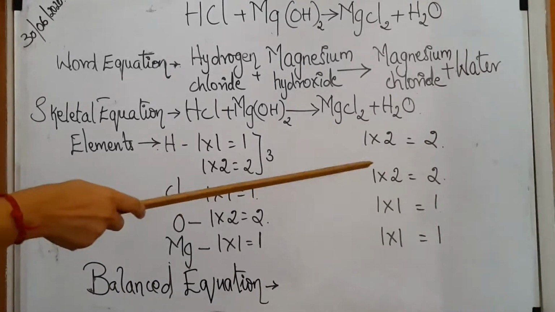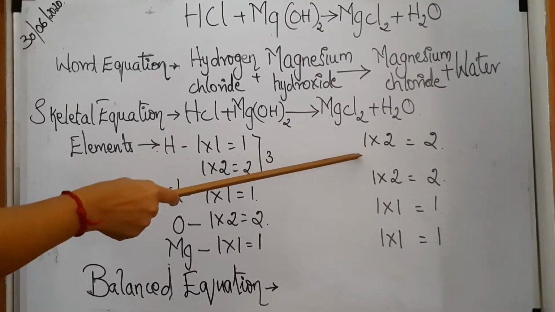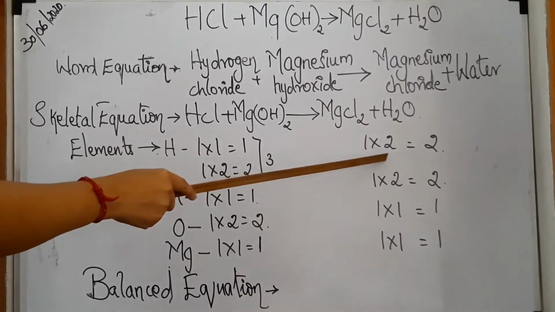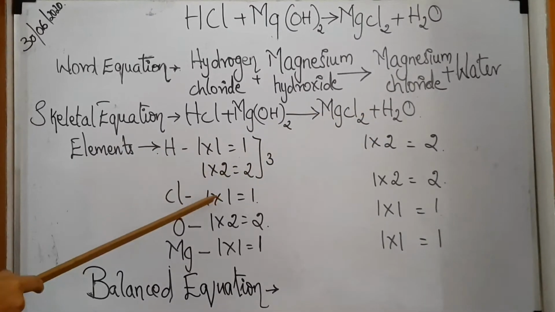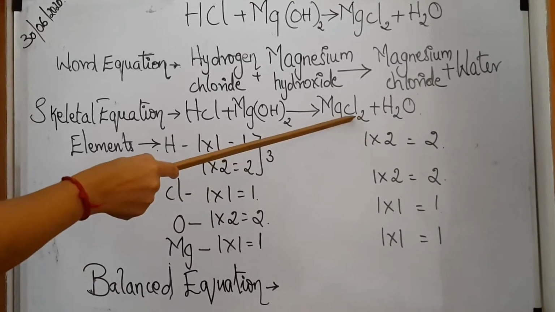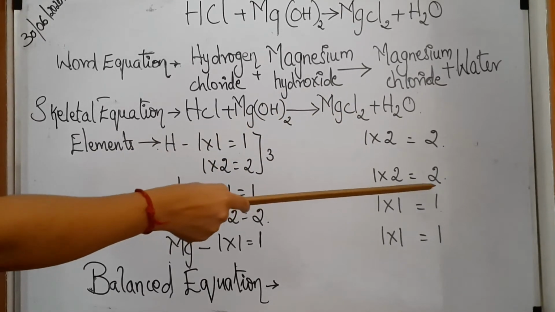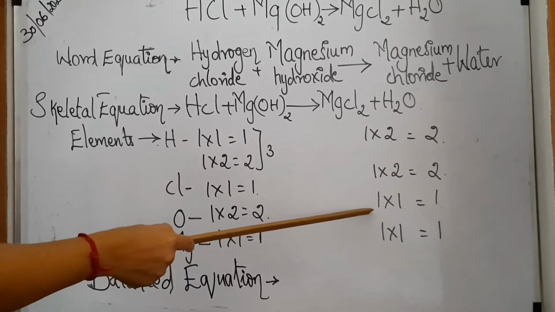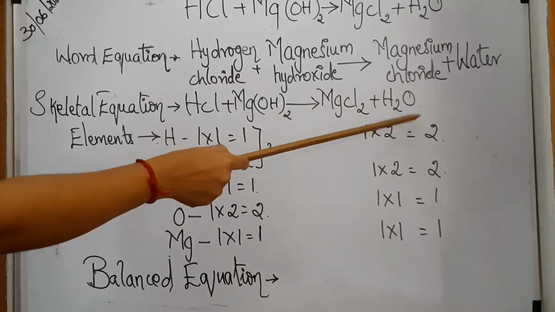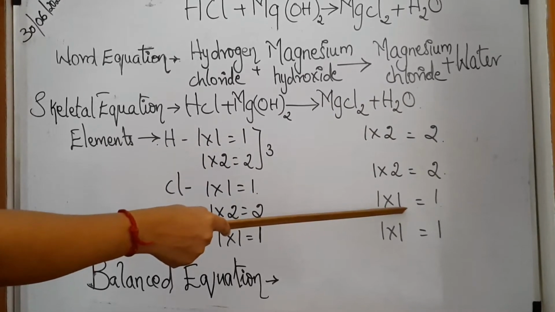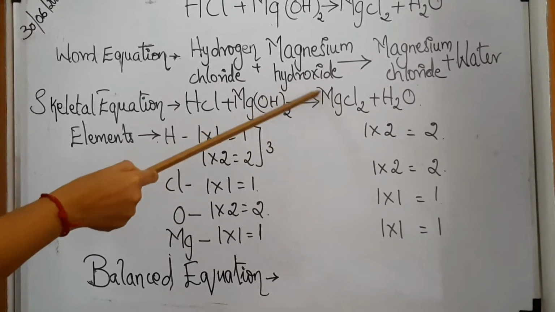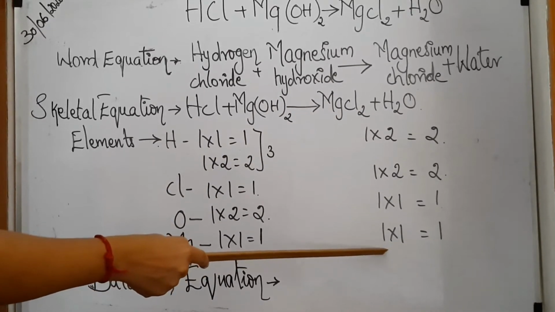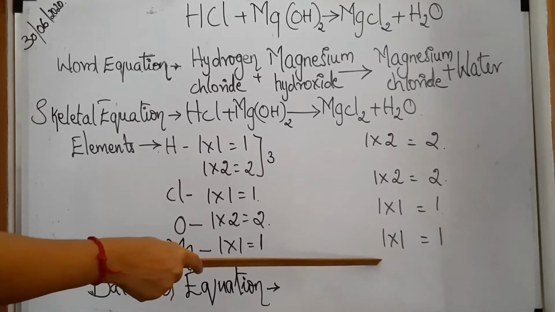Now on the product side. First one, hydrogen. 1 into 2 is equal to 2. Next one is chlorine. How much is chlorine here? 1 into 2 is equal to 2. Next one, oxygen. 1 into 1 is equal to 1. Finally, magnesium. 1 into 1 is equal to 1. So now, where are the places where balancing should be made?